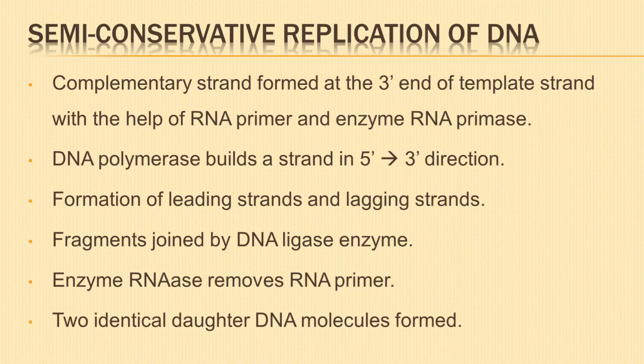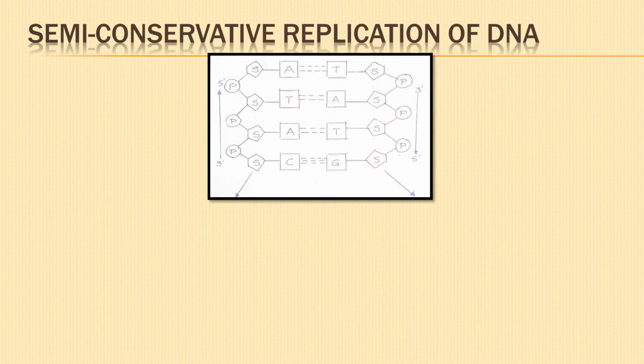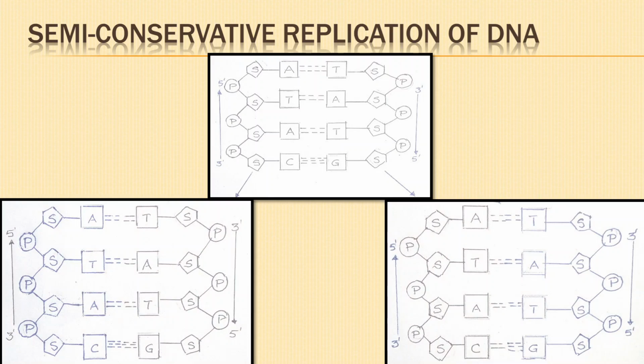Each copy contains one original strand and one newly synthesized strand. They undergo coiling and two identical daughter DNA are formed. As shown in the figure, each daughter DNA molecule has one original strand and one newly synthesized strand.